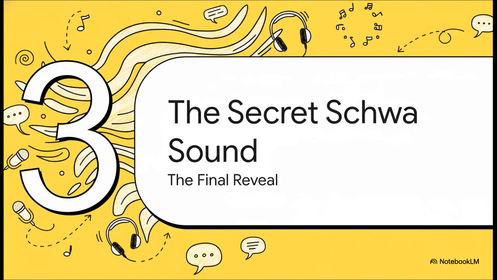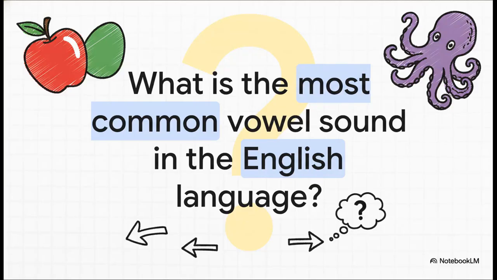Okay, so we've found ghosts from the past and we've found shapeshifters in the present. But our final clue, this one, is the most important of all. It's the secret sound that holds the entire rhythm of spoken English together. It is so common that you use it all the time, but you might have never even heard its name. So just think about it for a second. What do you think it is? Is it the A in apple? Or maybe the E in egg? Or O in octopus? Nope, it's none of those.